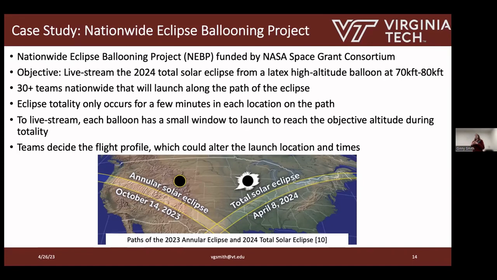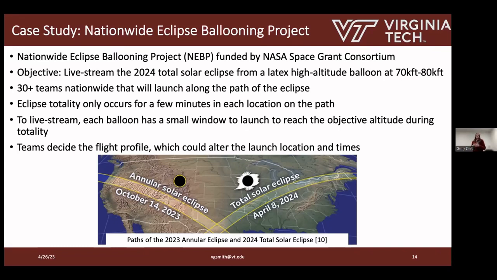There are 30 plus teams nationwide, different college and high school teams, that are working on this project and are going to launch along the path itself. So it won't be all the teams launching in one location; they'll be launching along the path of the eclipse itself.